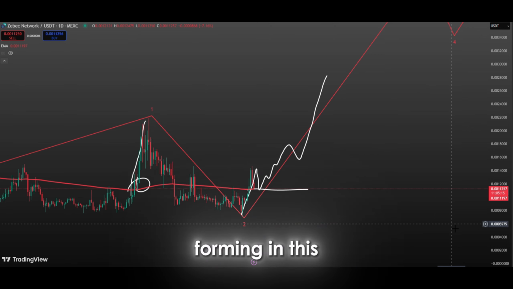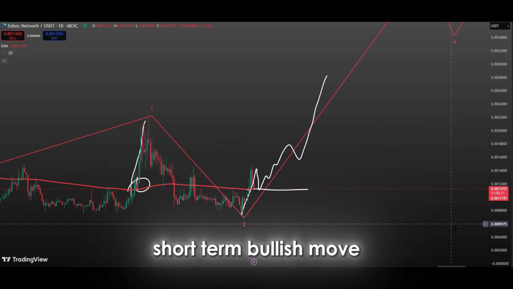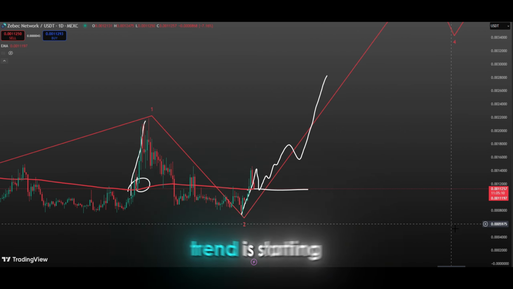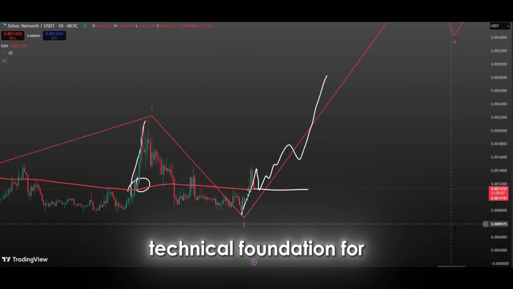If the support forming in this area is confirmed and the price begins to move upward again, it would signal not only a short-term bullish move, but also indicate that the broader trend is starting to strengthen to the upside. This would provide a solid technical foundation for both short-term traders and medium to long-term investors alike.